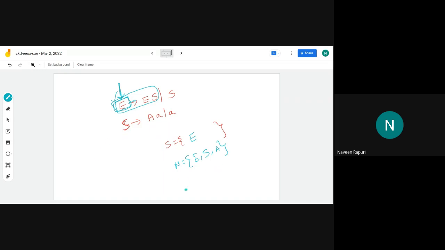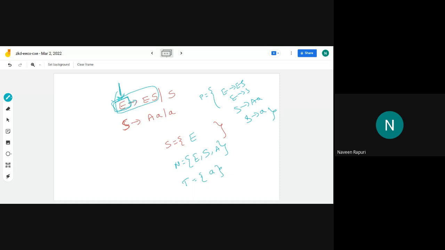And the next one is terminals. Coming to the terminals, only a is the terminal. And coming to the productions, the productions are E derives ES, E derives S, S derives AA, S derives a. So these are the productions. Here my point is how to check the start symbol. Always the start symbol is the first production's left hand side non-terminal.